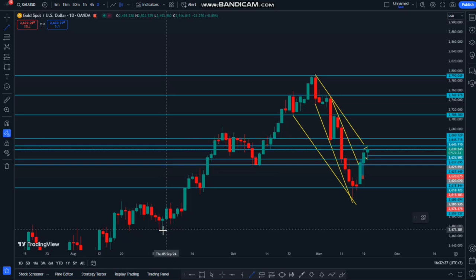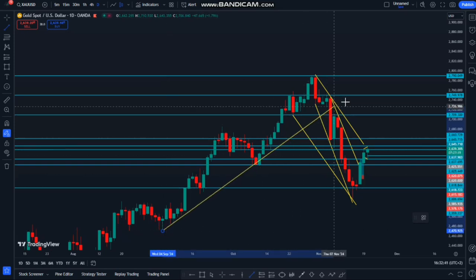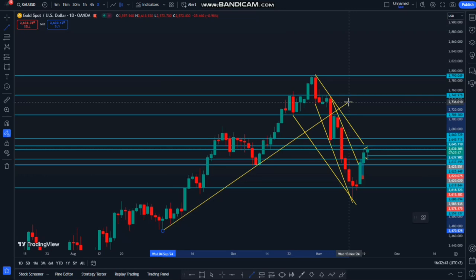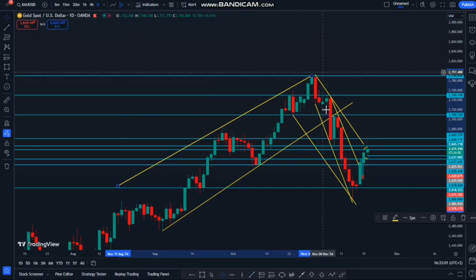So for you to identify the direction, you need to use the trend line. For you to identify the market direction, you need to use trend lines. You can see that gold was going up, and then it broke below. It changed the direction, and now it was in a downtrend.